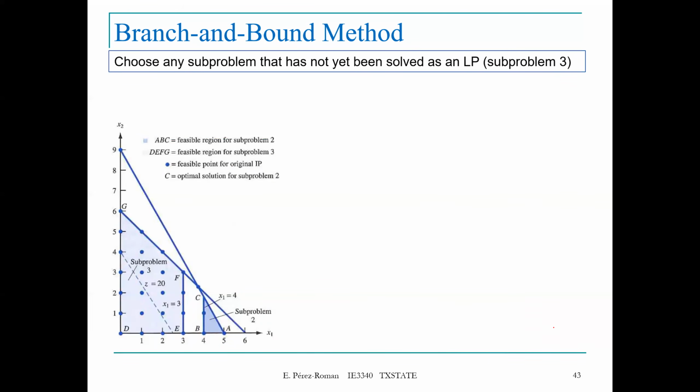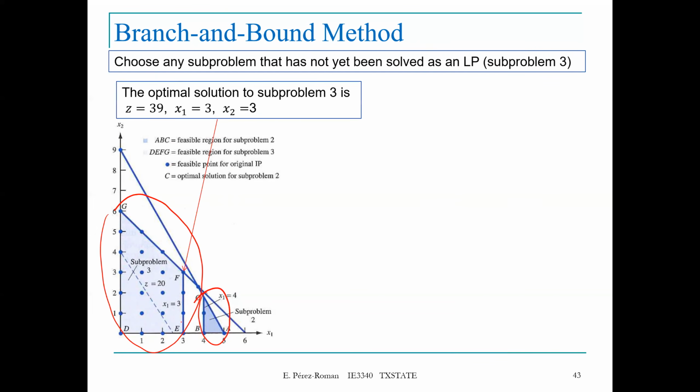We still have one problem that has not been solved. We choose any problem that has not yet been solved as a linear program, so problem number 3. Problem number 3 is looking at this area that we have not discussed yet. All the steps that we just made were looking at this triangle. But in this problem, again using that isoprofit line, you move it parallel to itself, and the last point that you are going to touch is this one. And it shows up as an integer solution.